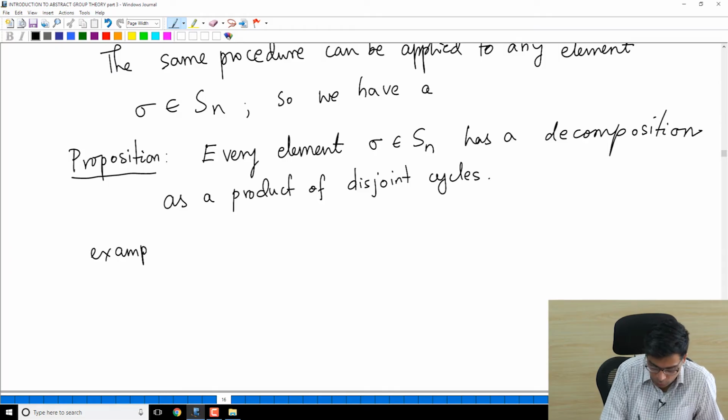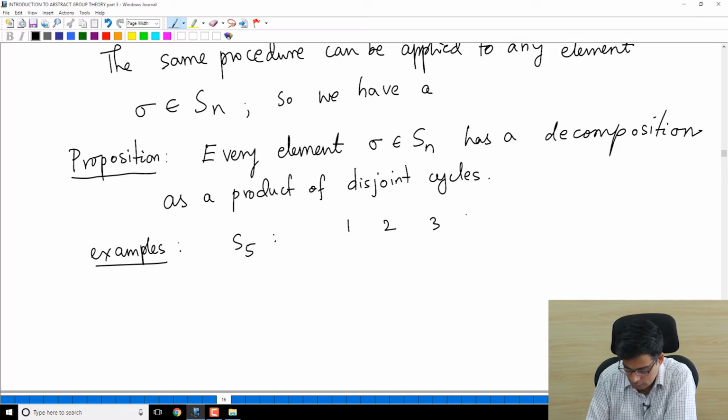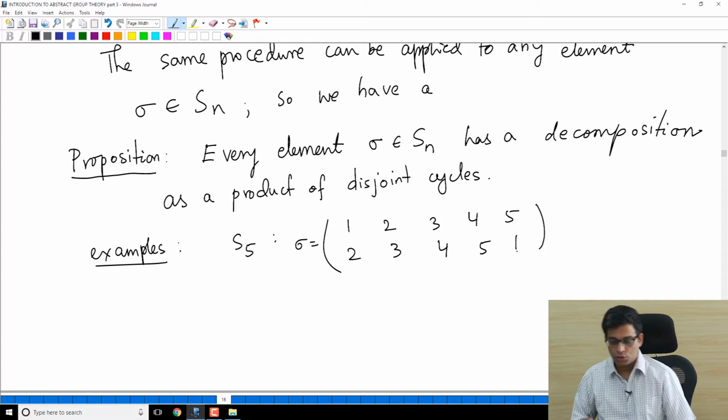I'll do, hopefully the proof is clear. I'll do just a couple of more examples. You take S5. Okay, so let's use this inefficient but clear description of an element. Let's say sigma is 1 goes to 2, 2 goes to 3, 3 goes to 4, 4 goes to 5, 5 goes to 1.